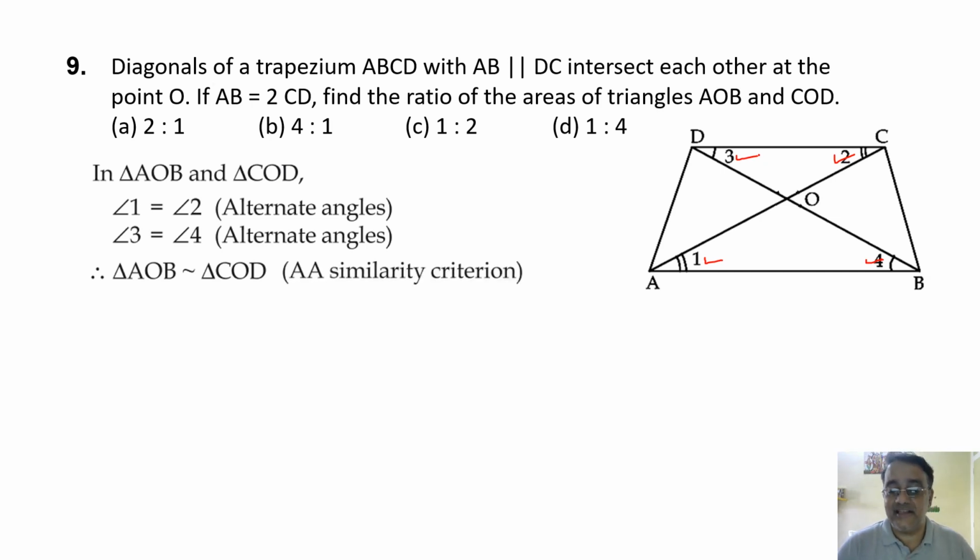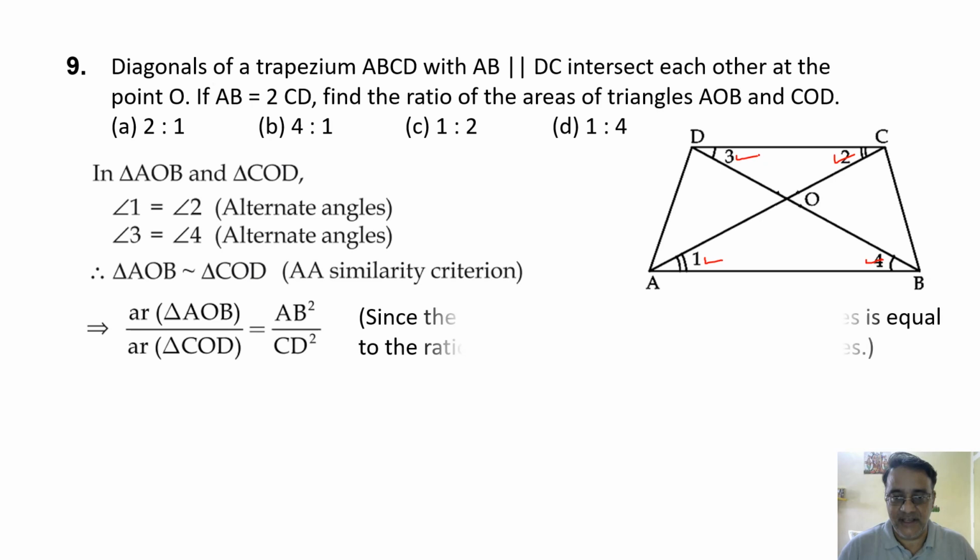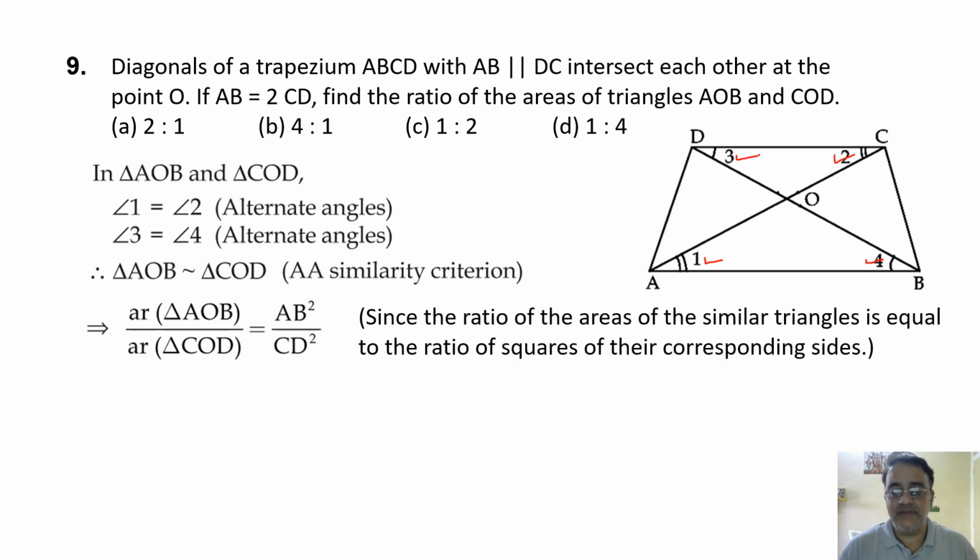If these two triangles are similar, that means we can use theorem 6.6. Area of triangle AOB upon area of triangle COD is equal to AB square upon CD square. We have used this theorem: the ratio of the areas of two similar triangles is equal to the ratio of the squares of their corresponding sides.